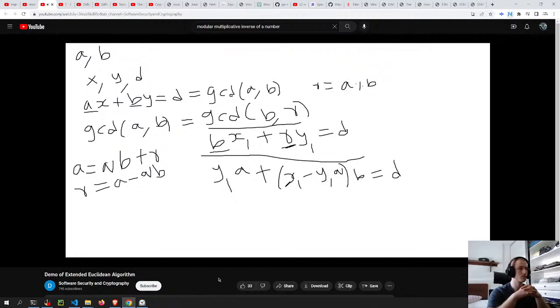So we got what we wanted, right? We need something adjacent to a. Yes, we have for a is y1. Something adjacent to b. Yes, this part is for b. So the solution is simple now. The solution is x is equal to y1, right? And y is equal to x1 minus y1 times q. So we do know everything.